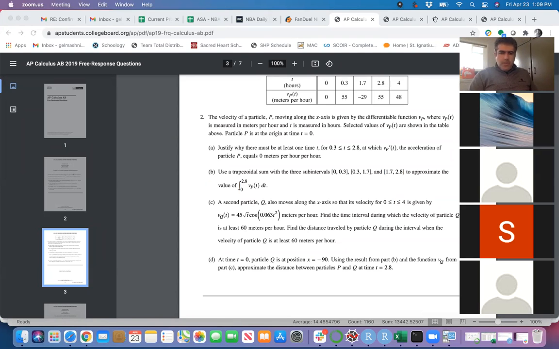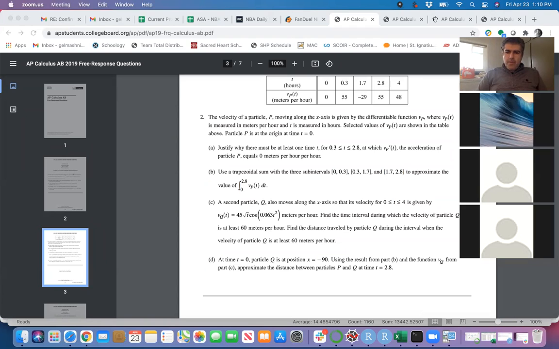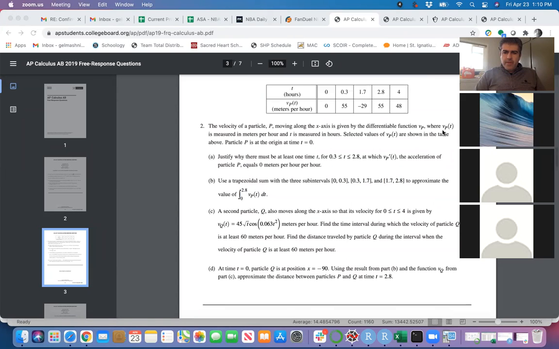So let me read this part first. The velocity of a particle, p, moving along the x-axis is given by the following differential function. They call it v of p, fine. It's measured in meters per hour, and t is measured in hours, great. Selected values of the velocity of particle p are shown in the table above, and it is at the origin at t equals 0, so that's the initial position. Got it. Okay.